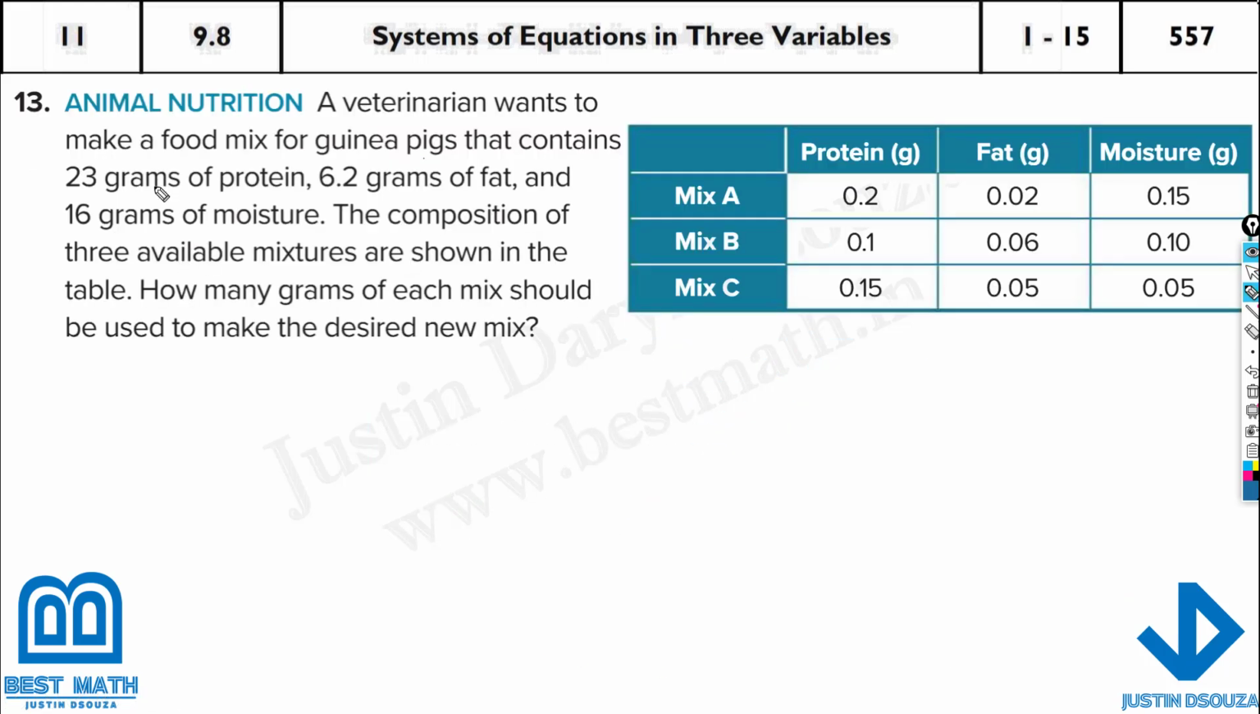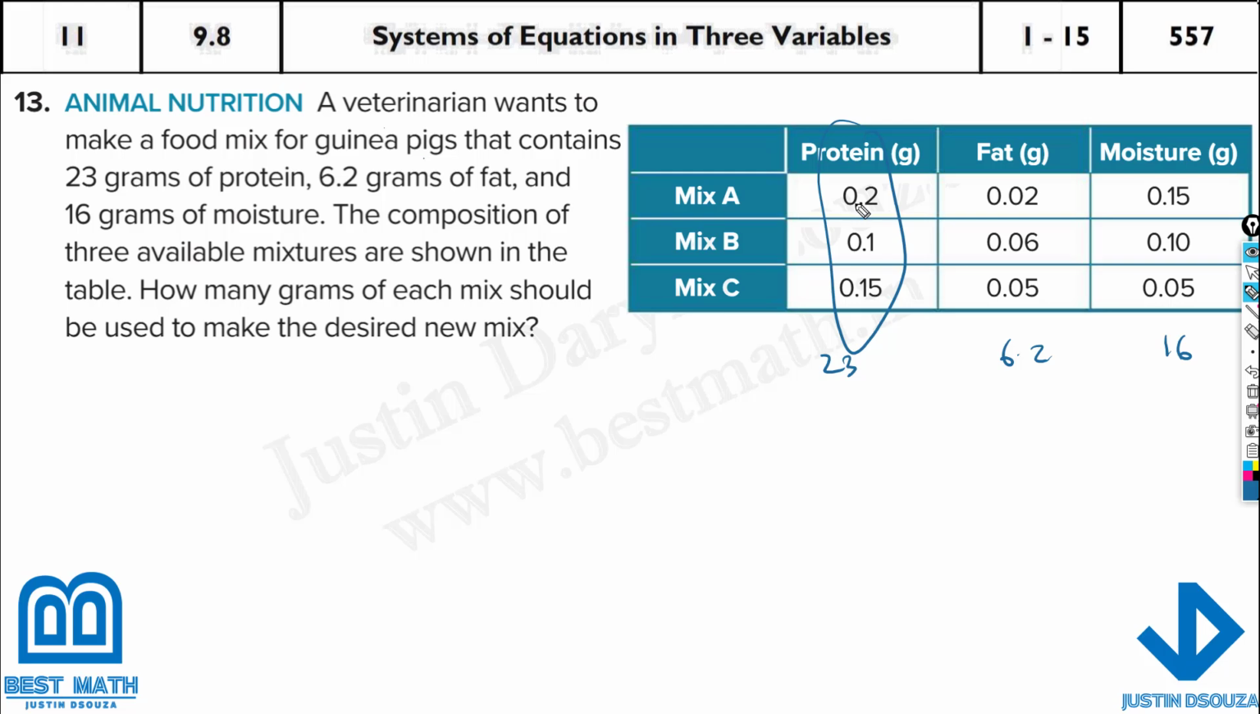So now we are in the real world problems. It's about animal nutrition. A veterinarian wants to make a food mix for guinea pigs that contains 23 grams of protein, 6.2 grams of fat, and 16 grams of moisture. Now look here, they're all about protein. This entire bar is protein. So what they have told, the total will be 23 here. This is 6.2 and 16 here. The composition of three available mixtures are over here. We need to solve them.